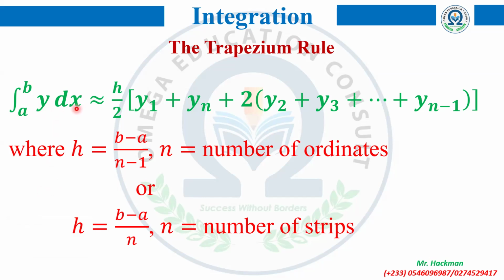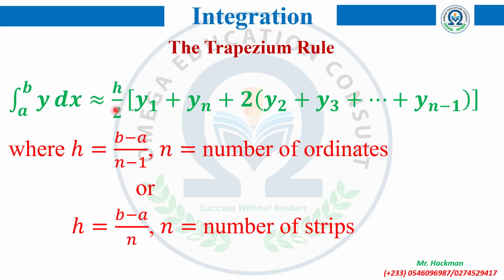Anytime you are integrating any function with respect to x, indirectly you are finding the area, so take note of that. So the integral from a to b of your function, which is y dx, by the trapezium rule will be approximately equal to, not exactly equal to, please take note, it's an approximated value of the area.